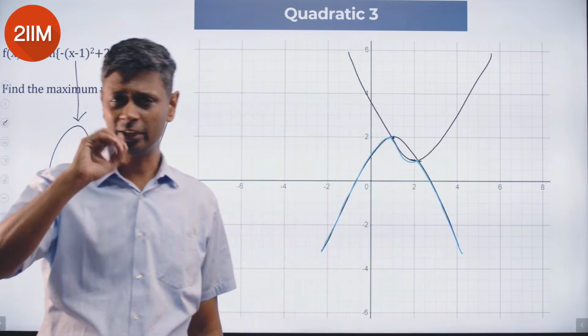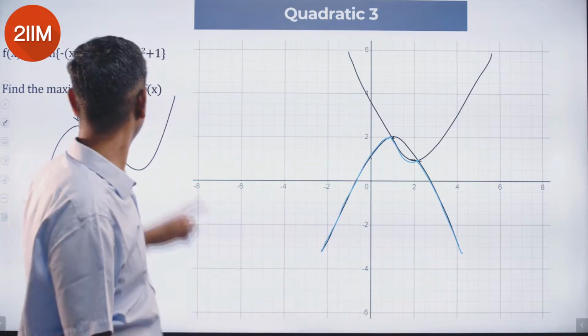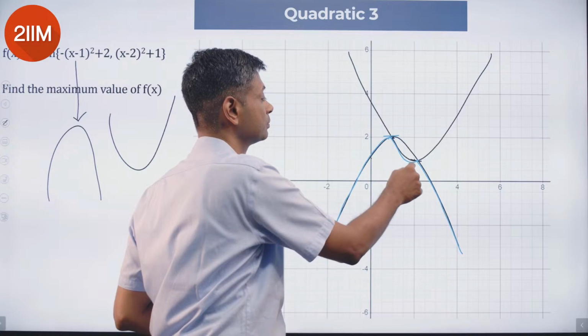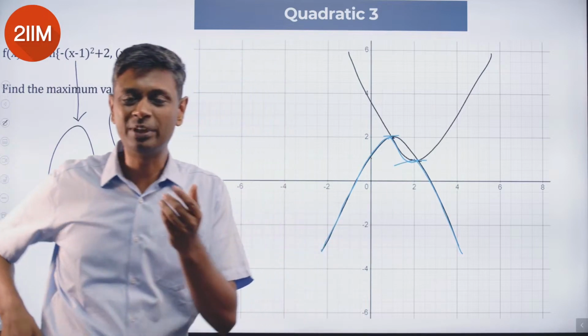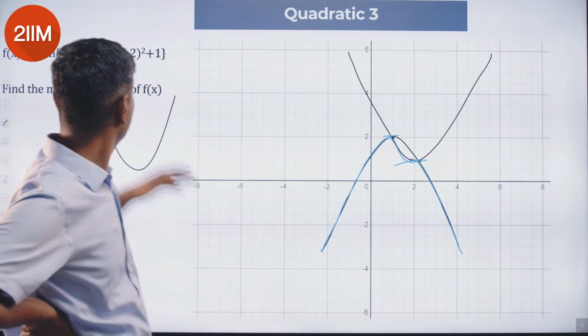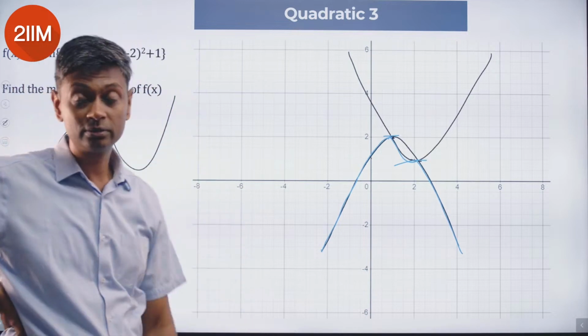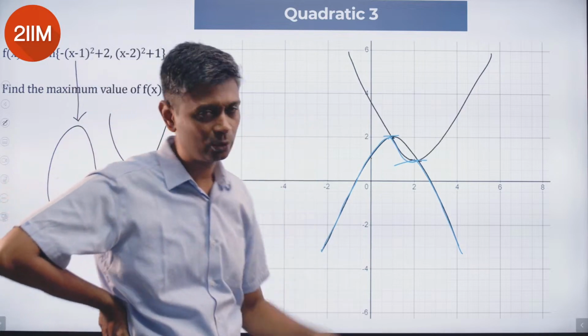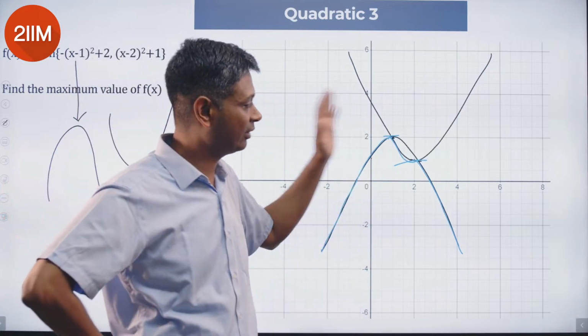All good, brilliant. Where is the maximum of f of x? Quite simply, we are asked to solve for this and find this. What will we do? We'll find the points of intersection. Where are these two equal? They will be equal at 2 points. Find the functional value at the 2 points. Whichever one is maximum, that's your answer.